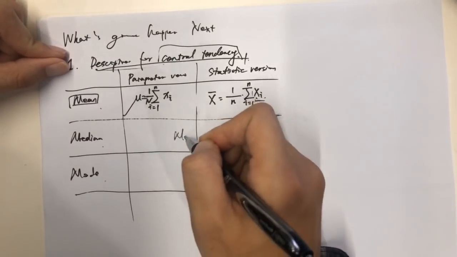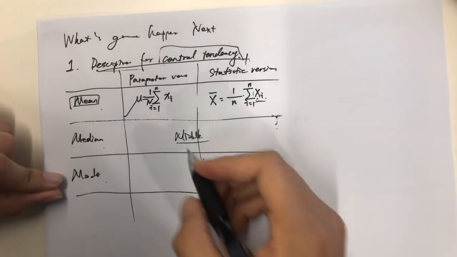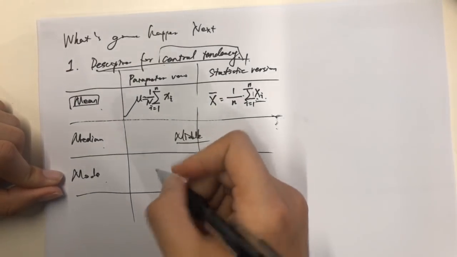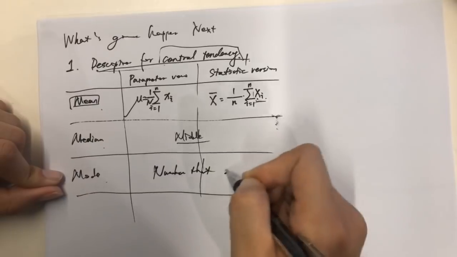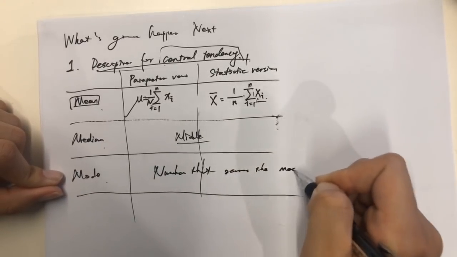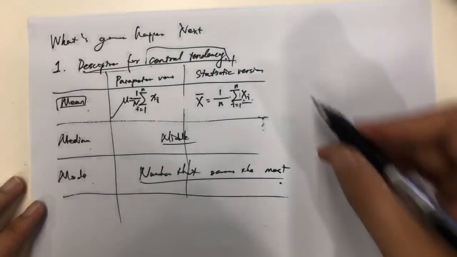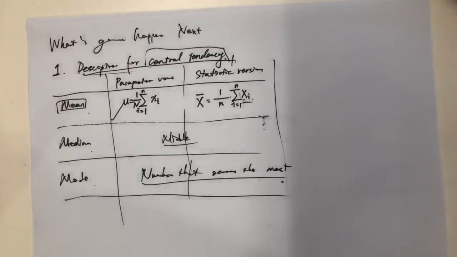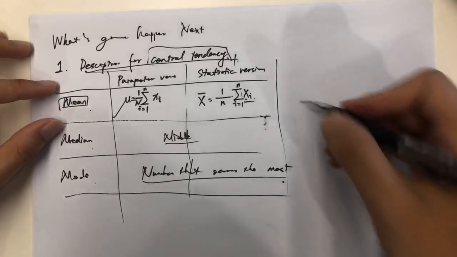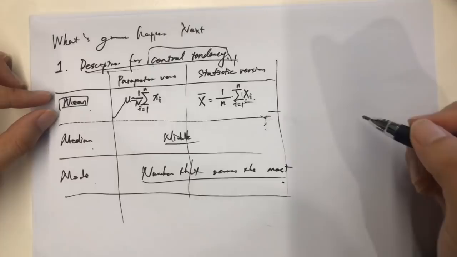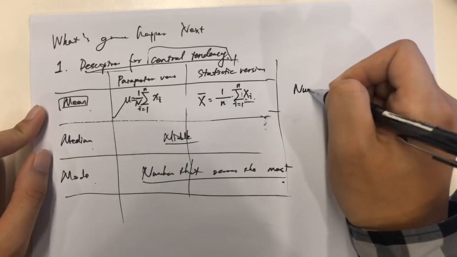So median is the middle number, and for mode, it's actually the number that occurs the most, okay? Or the data point that occurs the most frequently. All right, then you need to think about when we shall use mean, median, and mode. So for mean, what types of data can we use mean to describe its central tendency? It has to be numerical data, right?